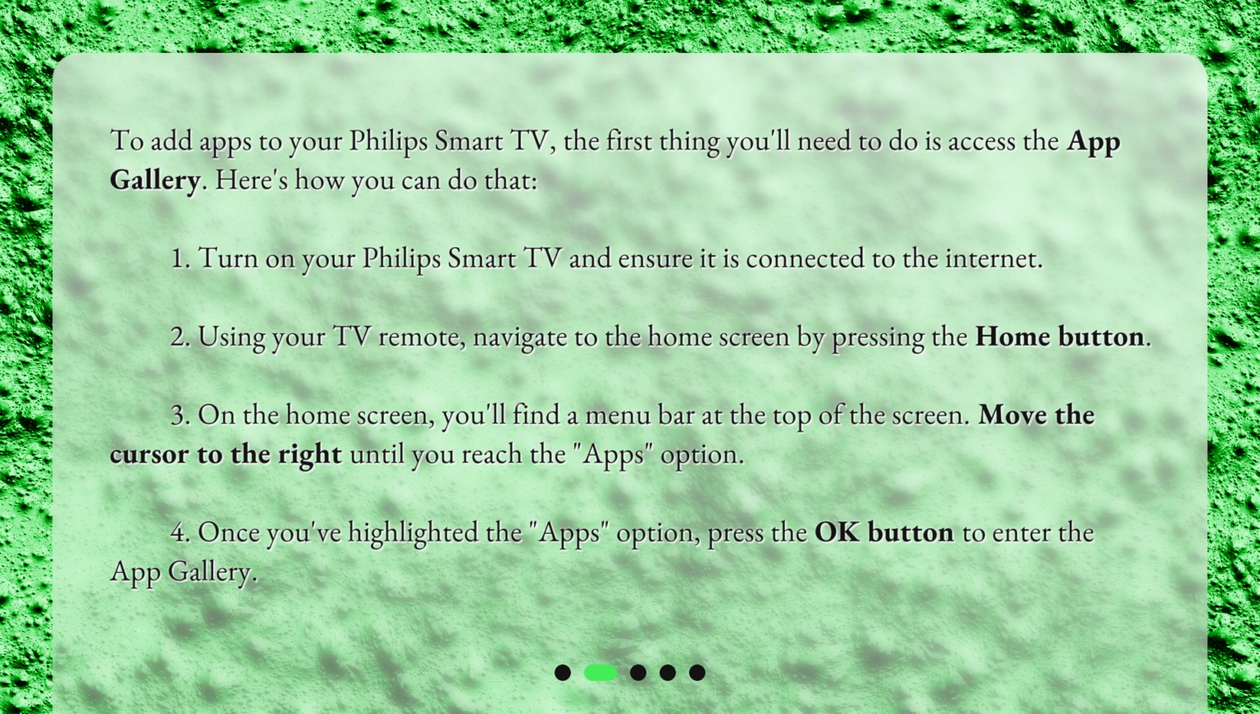2. Using your TV remote, navigate to the home screen by pressing the home button. 3. On the home screen, you'll find a menu bar at the top of the screen. Move the cursor to the right until you reach the Apps option. 4. Once you've highlighted the Apps option, press the OK button to enter the app gallery.